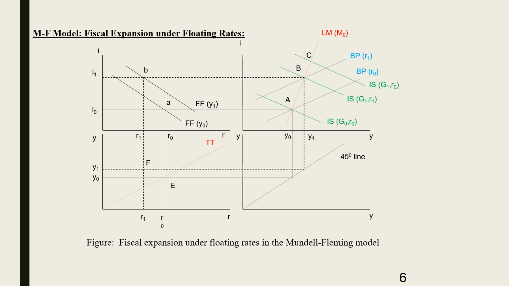Note that the BP line shifts to the left because of the appreciation of home currency. In the external sector, the outcome at point F is a current account deficit, thanks both to the increase in income and particularly to the increase in the value of the home currency.